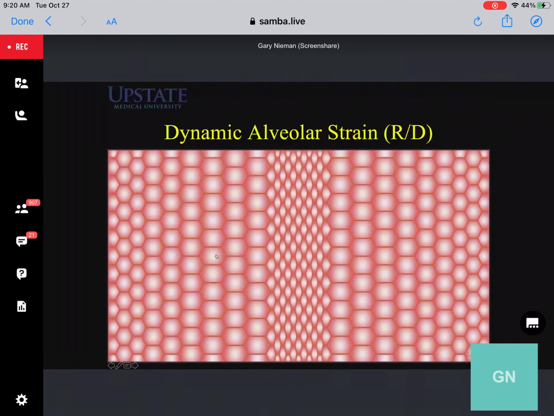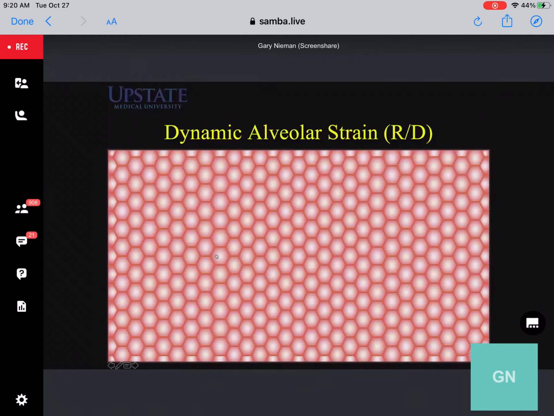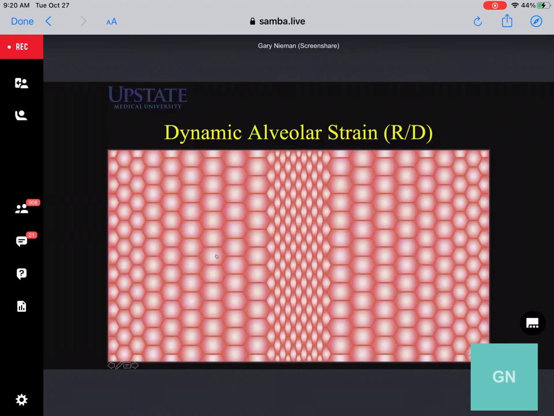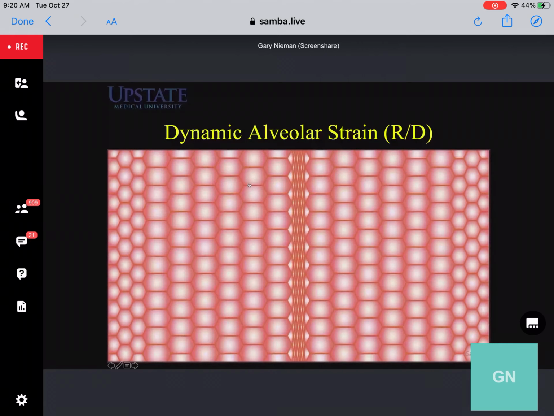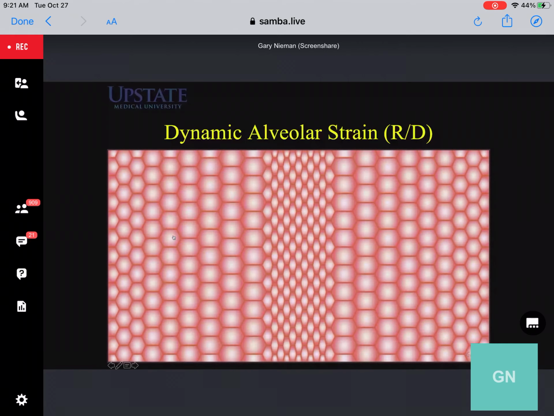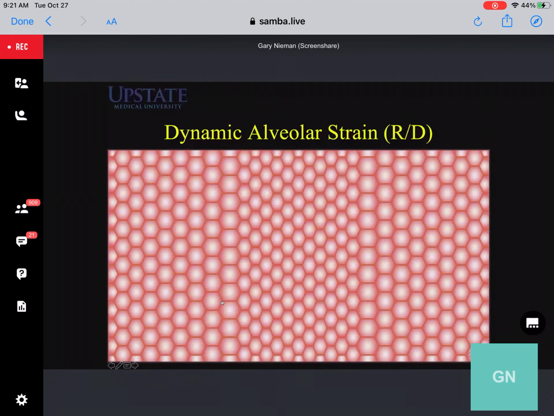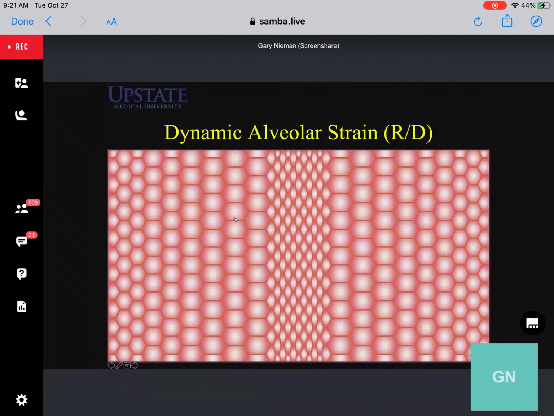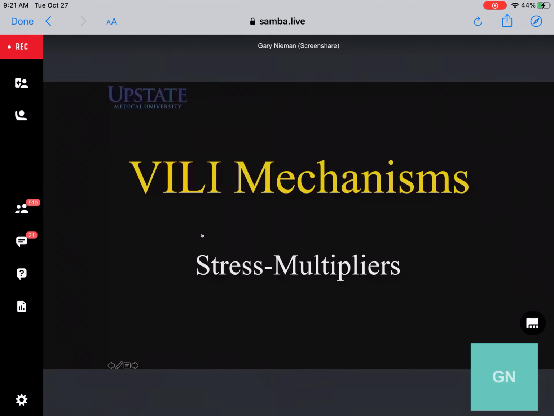So this is the first demonstration of what we call these stress multipliers. This is the damaged tissue, this is the normal tissue, but stress is being multiplied in this normal tissue with each opening and collapsing of the unstable alveoli, causing a stress concentration in these areas.